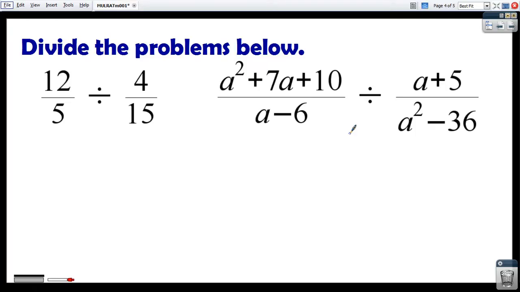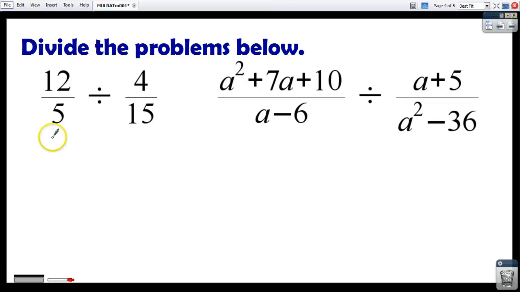Once you understand multiplication, division's actually easy because you learned a trick a long time ago that to do division, the easiest way is actually to change it to a multiplication problem. So like this problem right here, the very first thing I'm going to do is I don't want to do the division. I'm going to actually do multiplication.